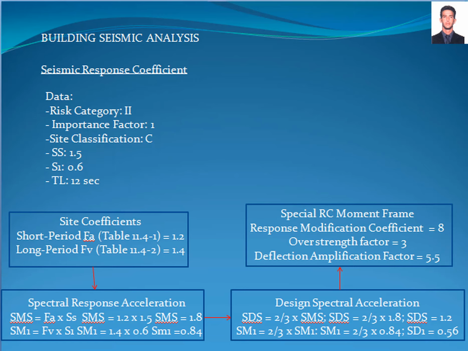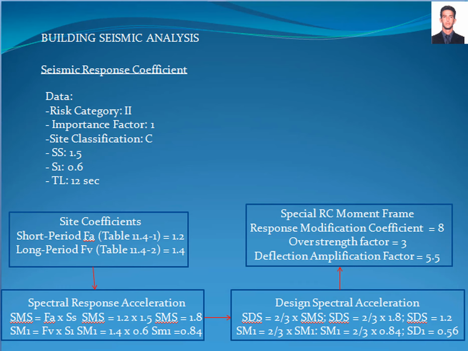With this data, we verify in tables 11.4-1 and 11.4-2 the short and long site coefficients, giving 1.2 and 1.4 respectively. Now, we calculate the short and long spectral response accelerations SMS and SM1 with equations 11.4-1 and 11.4-2, resulting in 1.8 and 0.84 respectively. Now, we calculate the short and long design spectral accelerations SDS and SD1, giving 1.2 and 0.56 respectively.